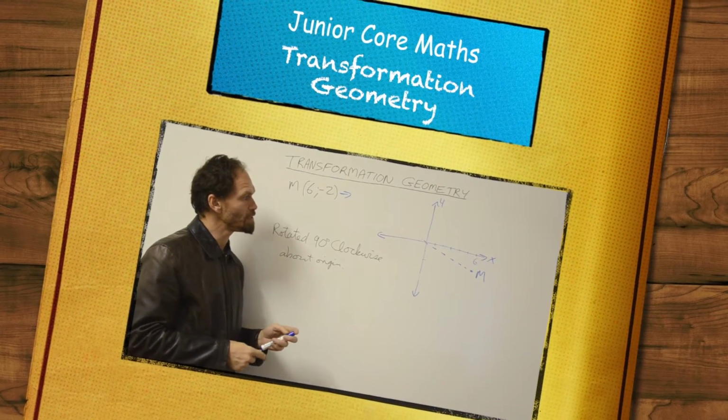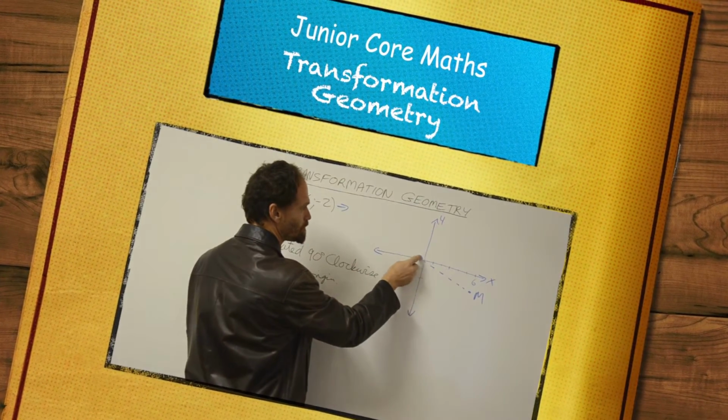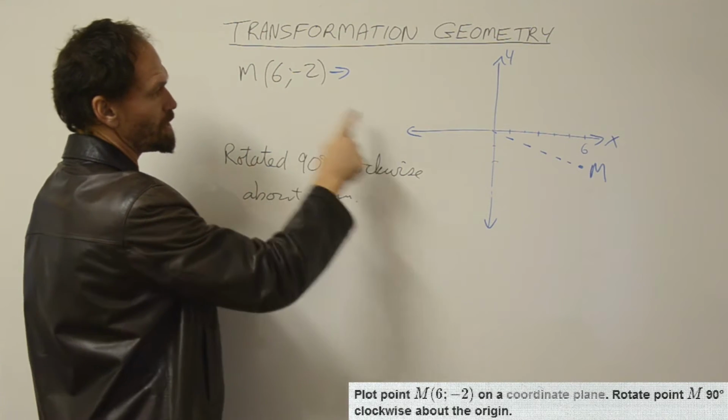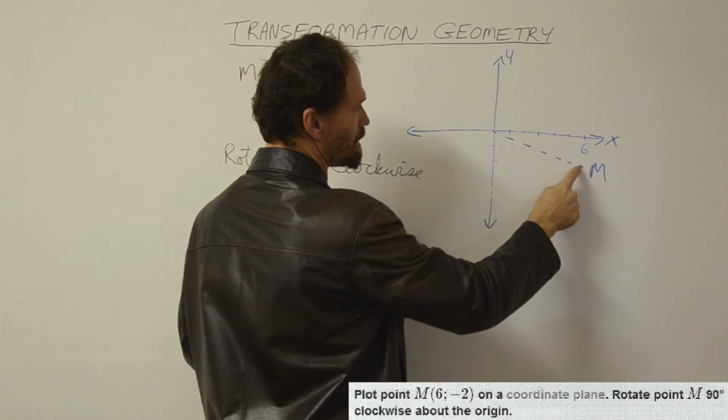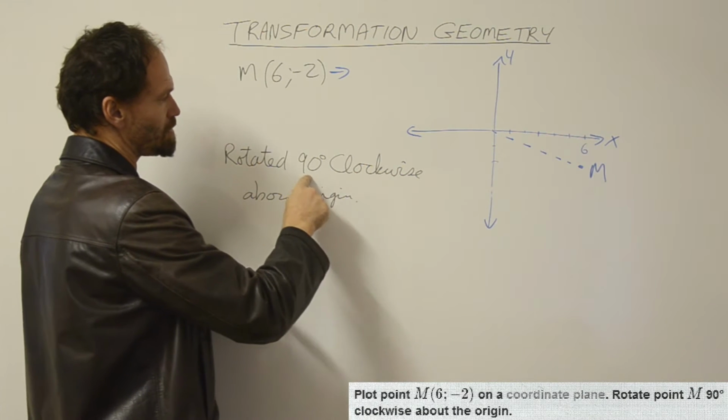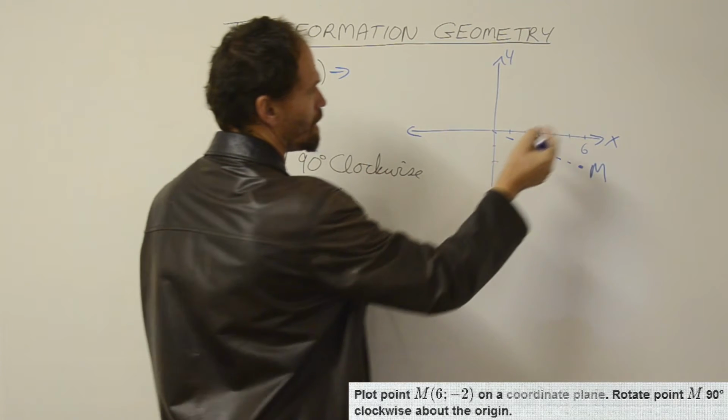Right, so let's look at what we have. We have a point M, the same point we had in the previous one, (6, -2), so I plot it on my Cartesian plane at (6, -2). That's M. And they say I must rotate this 90 degrees clockwise.